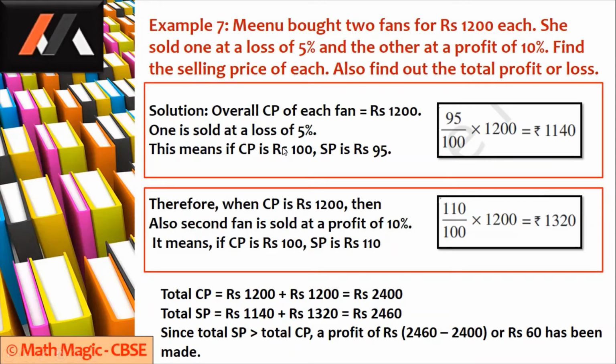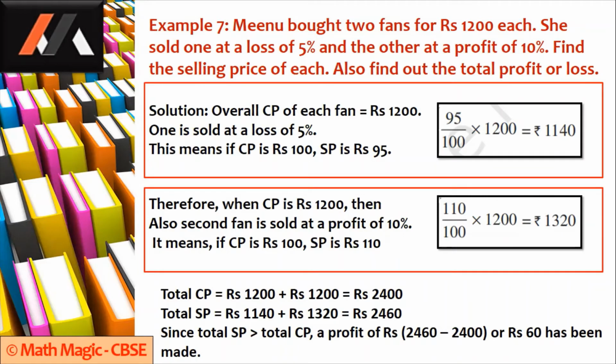1200. One is sold at a loss of 5%. That means if the cost price of one fan was 100 rupees, the selling price would be 95. That is 5% of 100 is 5 rupees, which is reduced from the cost because it is a loss of 5%. Therefore, the selling price would be 95. Now we have considered the selling price. If the cost price is 100, we have to find the selling price when the cost price is 1200.